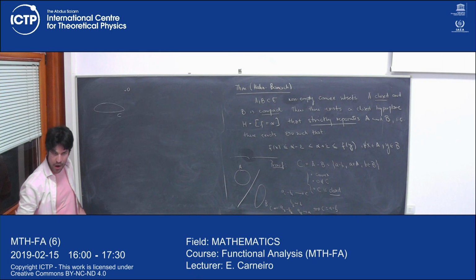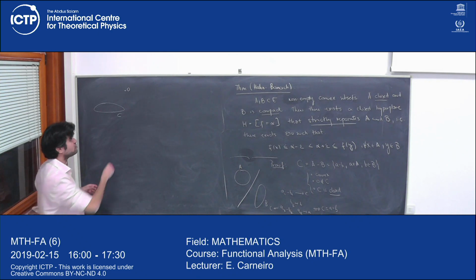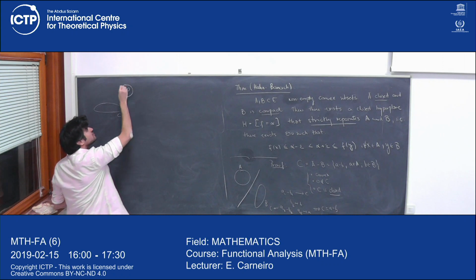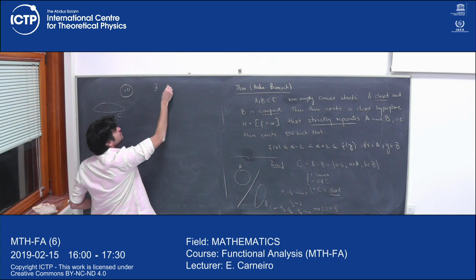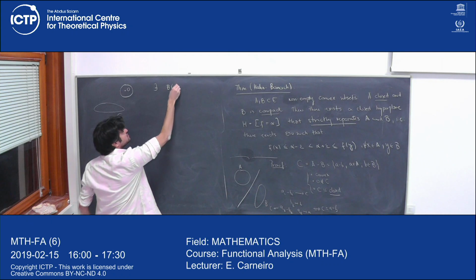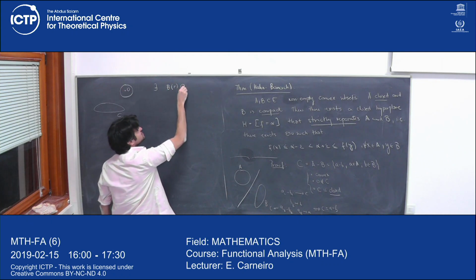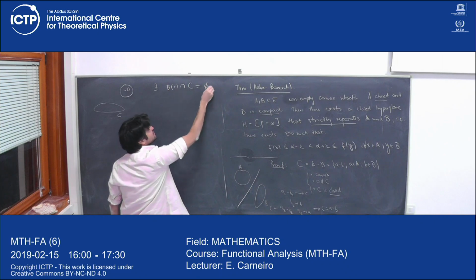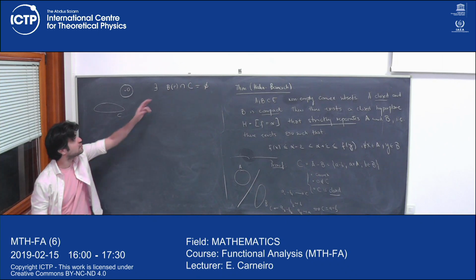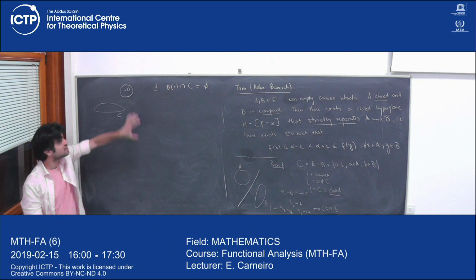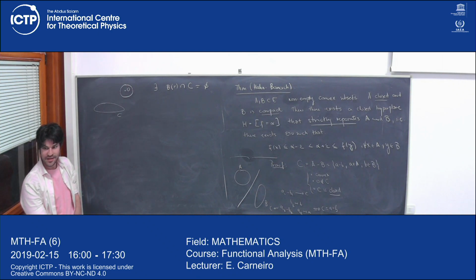Well, if 0 is outside of a closed set C, the only thing we can do is to put a little ball here. So there exists a little ball centered at 0 of radius r. Let's make it open, such that the intersection with C is empty. Okay, this is an open ball centered at 0 that does not intersect C.